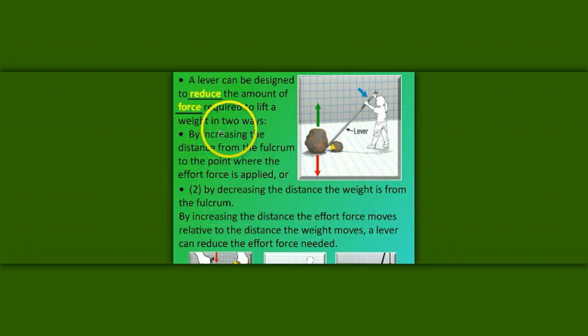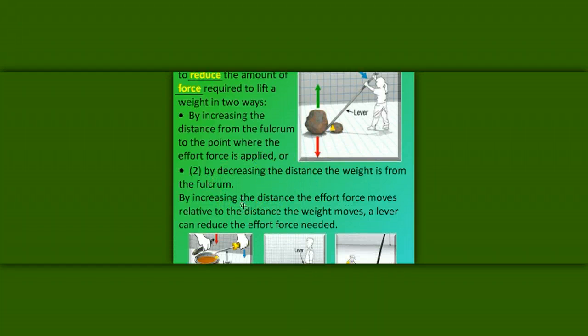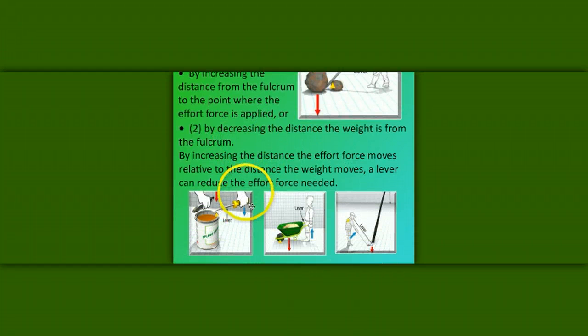Now, it said that we could either increase the distance from the fulcrum to the point where the effort force is applied, so we could increase this ramp. We could either move the fulcrum this way or we can move it this way. Or we can decrease the distance the weight is from the fulcrum. Let me show you a couple more examples and you'll understand that a little bit better.